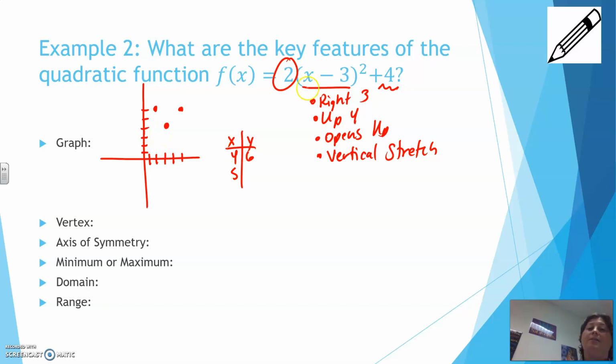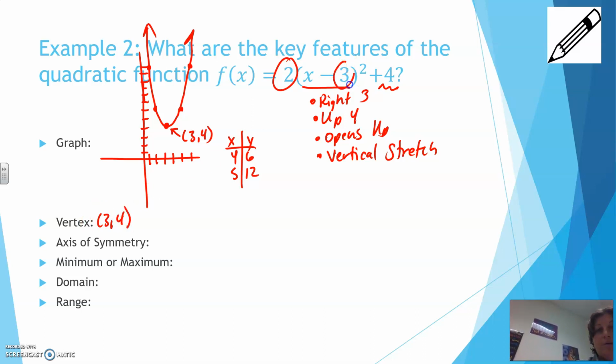When I plug in 5, I get 5 minus 3 is 2, 2 squared is 4, 4 times 2 is 8, 8 plus 4 is 12. So that's 7, 8, 9, 10, 11, way up here. So you can see that it's here, and it's up there. And now we can use this to find the vertex. Remember, this is my vertex. We said we went over 3, up 4, so it is at the point 3, 4. As a reminder, you can get that right out of your equation.